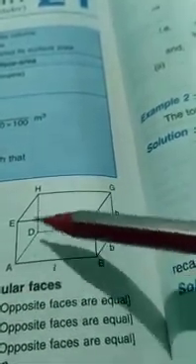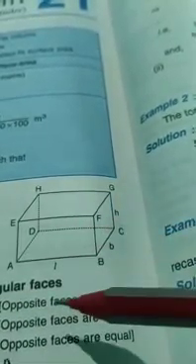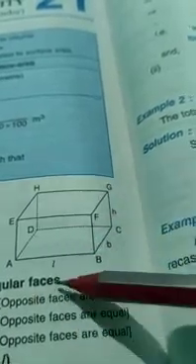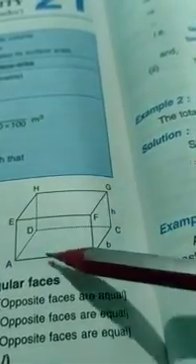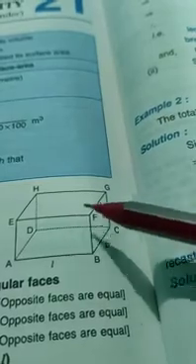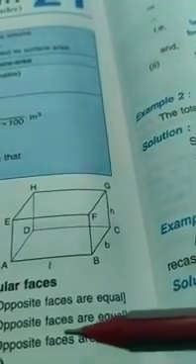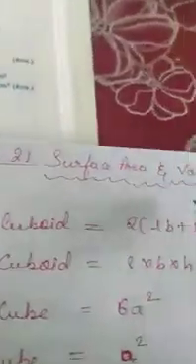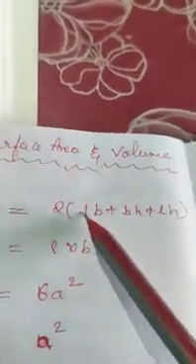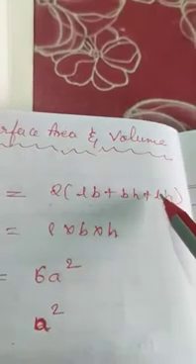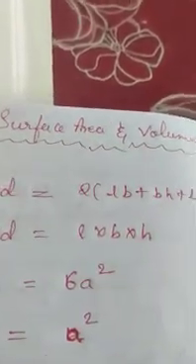Like that, this side also, all parts you will add. Total 2 length breadth, 2 breadth height, 2 length and height you will get. So 2 will be common, we can take out 2 common. Then we can write total surface area of cuboid equals twice of L into B plus breadth into height plus length into height. Okay.